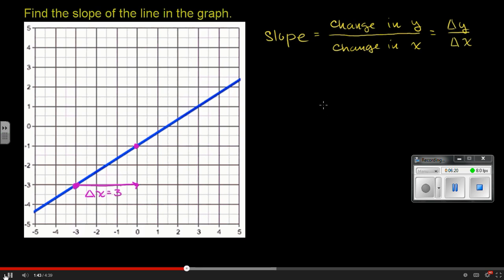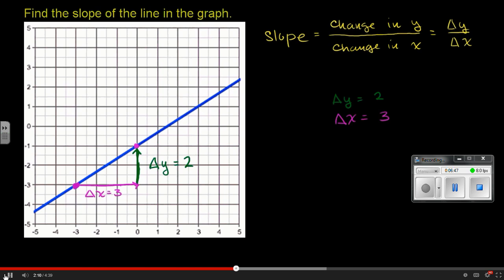So let me write this. Change in x, delta x, is equal to 3. And what's my change in y? Well, I'm going from negative 3 up to negative 1. Or you could just say 1, 2. So my change in y is equal to positive 2. So let me write that down. Change in y is equal to 2.